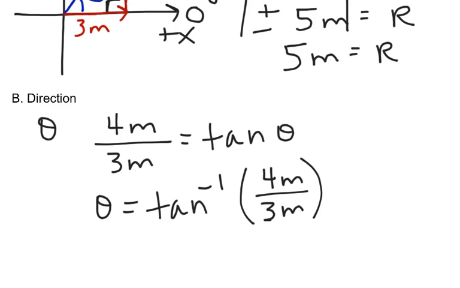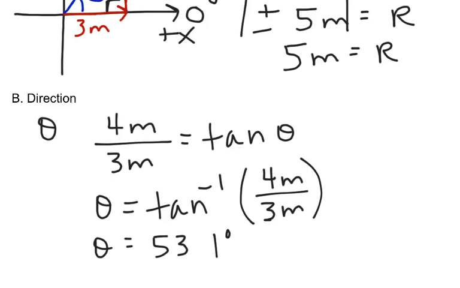When you plug that into your scientific calculator, you'll have a tangent function. You'll need to press the second function and then tangent to get your inverse tangent value. Also, make sure your calculator is in degrees. In my calculator, I have to take 4 meters, divide by 3 meters, get my answer, and then press inverse tangent. I got an answer of 53.1 degrees. Now that's my direction, 53.1 degrees.